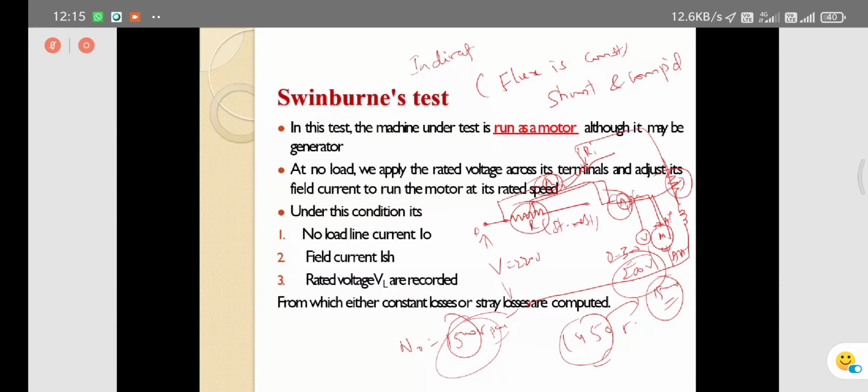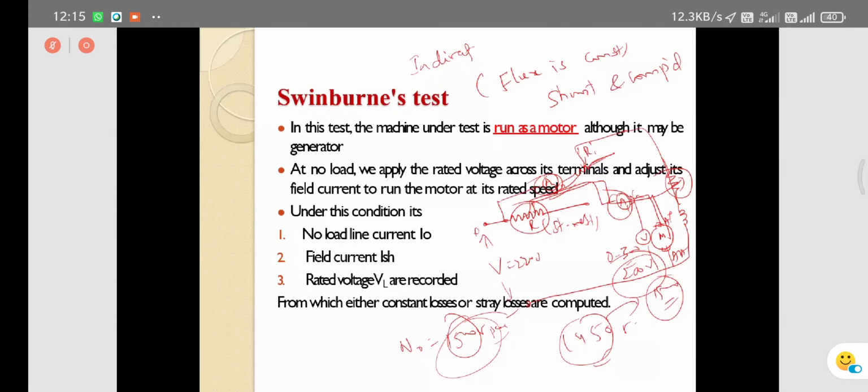After getting the rated speed and rated voltage, we can take the readings. There is a line current as well as a field current. After measuring the currents given by ammeters A1 and A2, we can easily find out this Ia.